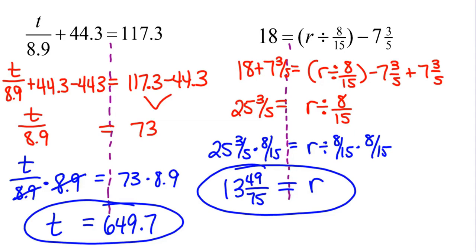R equals 13 49/75. So we can see that when we're dealing with rational numbers, we have a lot more complex numbers. This by no means is mental math. So you definitely have to use the strategies we've been using all along in all of these videos for solving these equations. We've slowly built up the difficulty level. So now you should be able to handle these if you've been practicing those methods in all the previous equations.